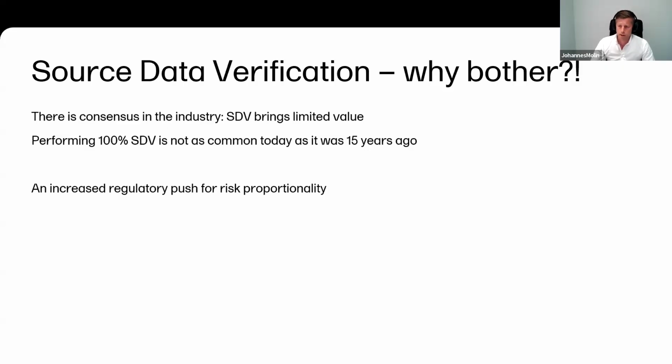Someone actually told me a couple of days ago, the word proportion, as in risk proportionality, is used 2 times in GCP revision 2, but 20 times in revision 3. And that tells you something about the increased push for risk-based approaches. So you would imagine that with this knowledge, SDV would be significantly reduced in almost all studies and in all regions, but that is far from the case.